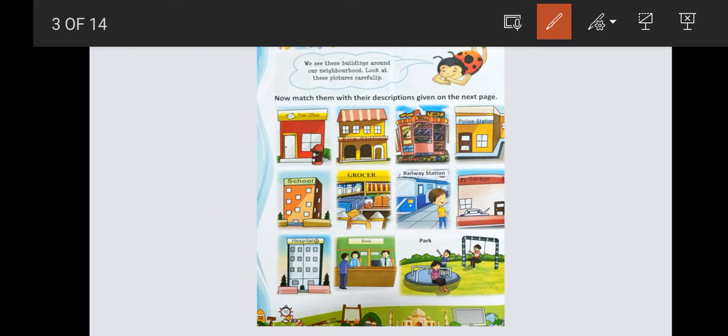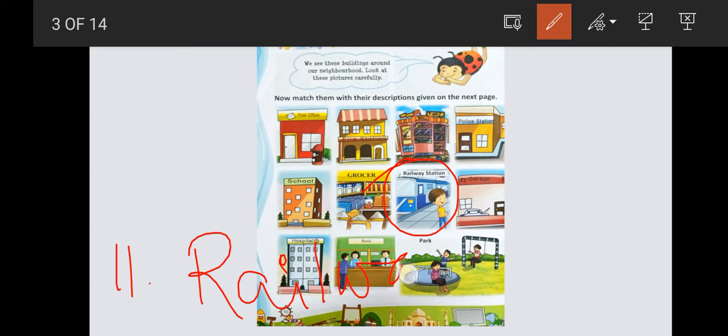Now next one. A place where, this is the last one. A place where trains come and go. This place is called railway station. Where is railway station? Here. This is the picture of railway station. So write railway station. R-A-I-L, railway station, S-T-A-T-I-O-N, railway station.